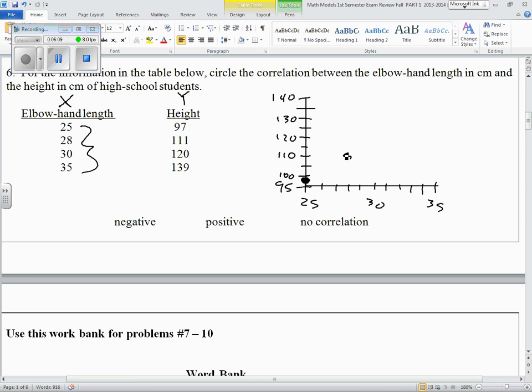Maybe a little higher. 30, 120. Be about right there. And then 35, 139. Be about right, maybe right there. So yeah, it's positive. These were increasing. So if both items are increasing, then you're going to have a positive relationship.